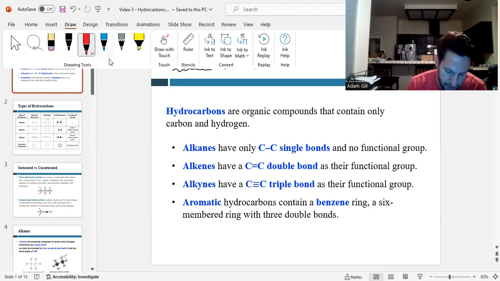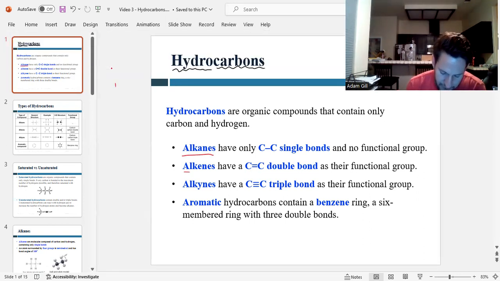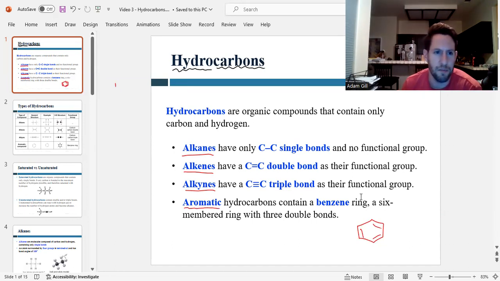And so we've got alkanes, alkenes, alkynes, and aromatic compounds. Now, alkanes have only carbon-carbon single bonds. Alkenes have one or more carbon-carbon double bonds, and alkynes have at least one carbon-carbon triple bond. Now, aromatics have a six-membered ring, kind of like a hexagon, and then it's got some double bonds in there. We'll take a look at that more specifically here in a minute.